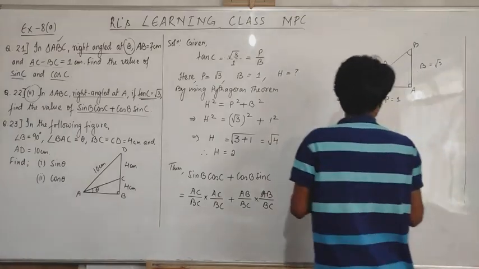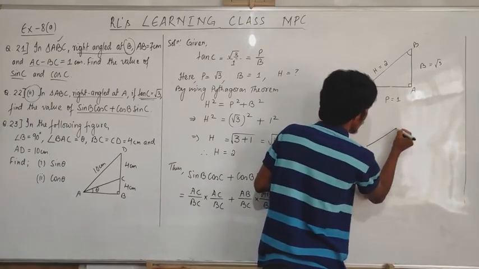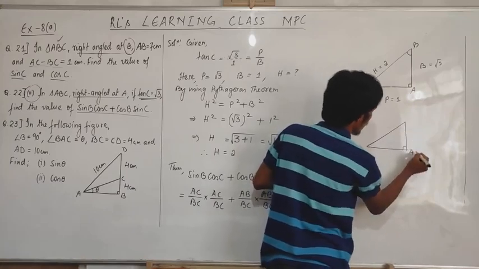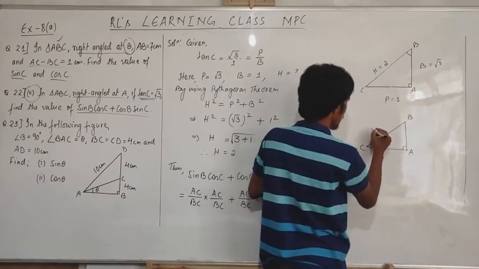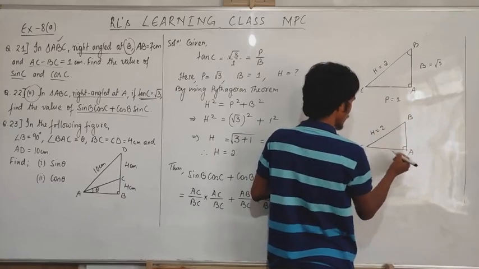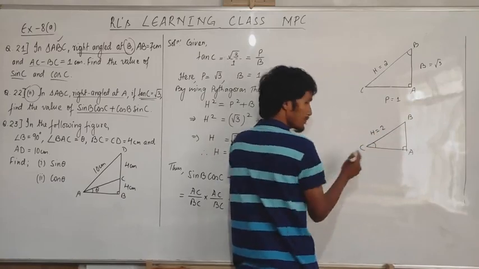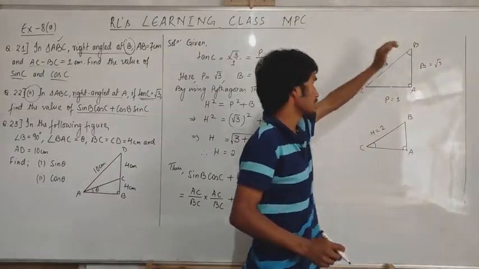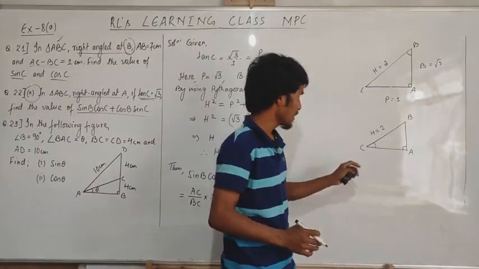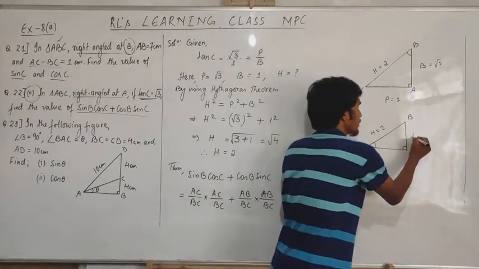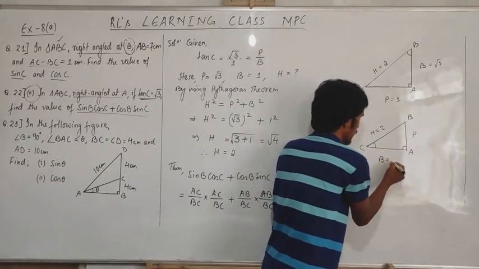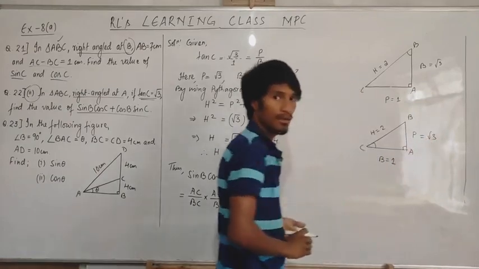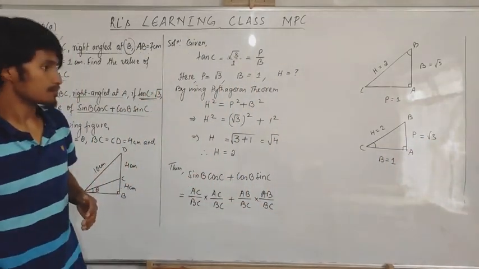Okay, then I'll draw another triangle. The same triangle A, B, C. This will be H is equal to 2. But here, with respect to this angle, this will be the perpendicular, this will be the base, this will be the hypotenuse. Hypotenuse here also cannot change. Here, how much? 1, and here, how much? √3. Now you can check it.